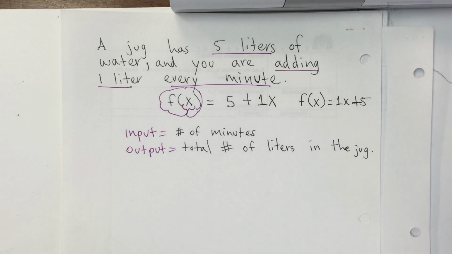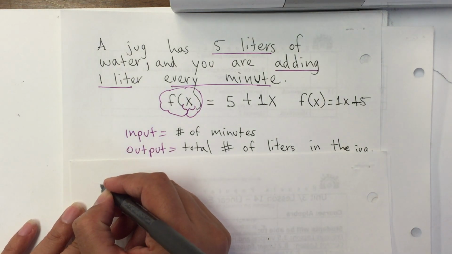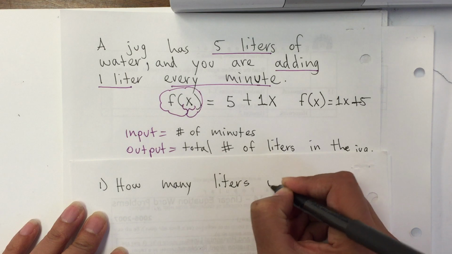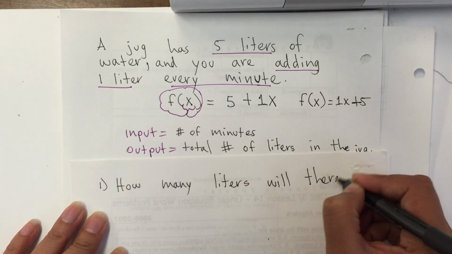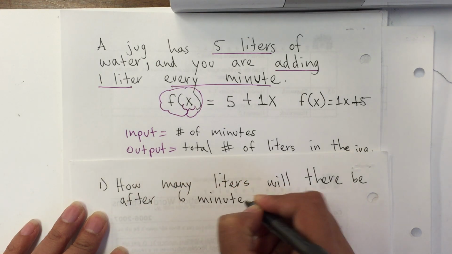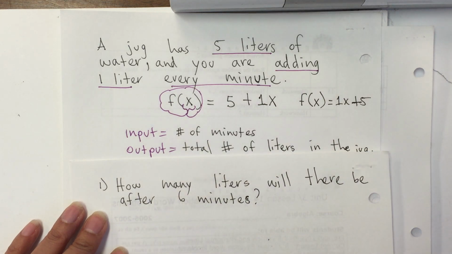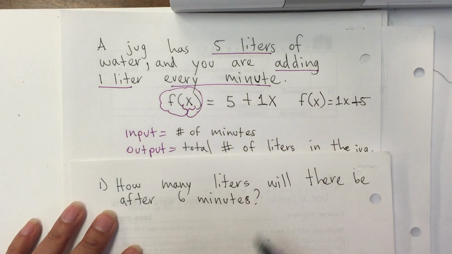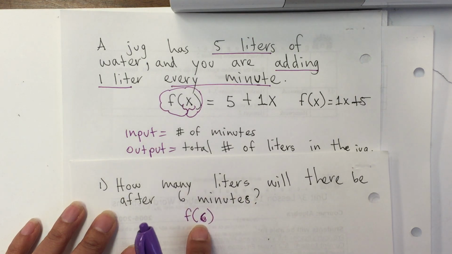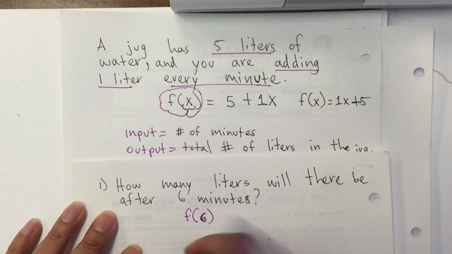How many liters will there be after 6 minutes? Basically all we have to do is plug our input into the function and that will give us our output. So it's going to be f of 6, that's the notation we would write, meaning the total liters after 6 minutes.